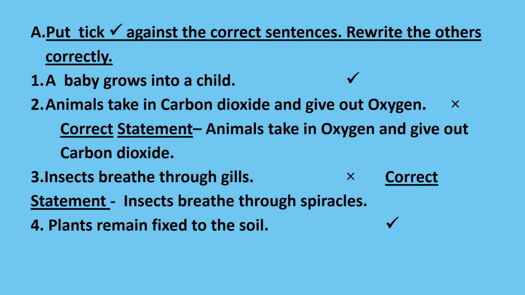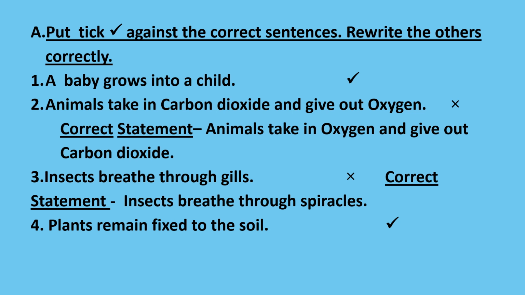Put tick against the correct sentences. Rewrite the others correctly. Children, here a few sentences are given. First of all, we need to see whether the sentence is correct or not. If the sentence is correct, we need to put a tick against it, and if it's wrong, we need to cross it out and then write the correct sentence.